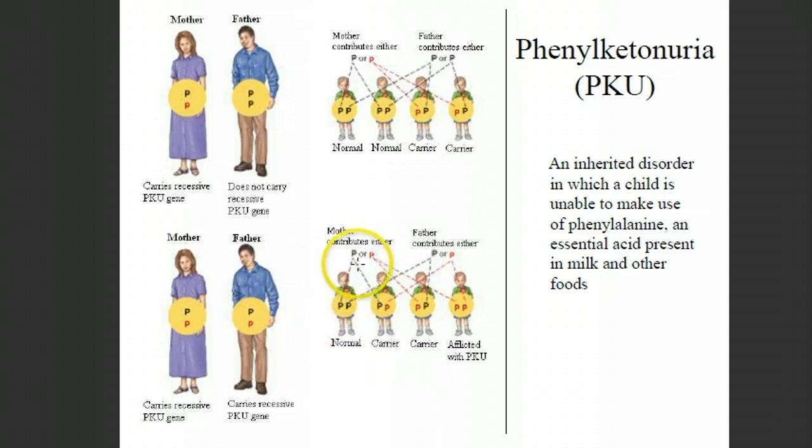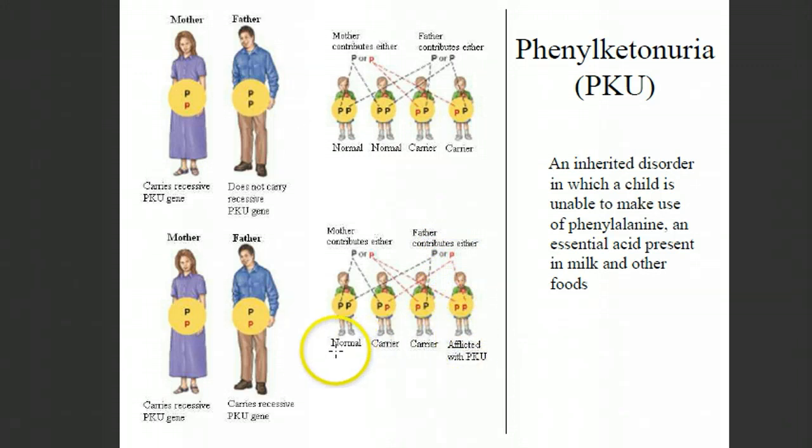The mom might contribute the dominant gene. The dad might end up contributing the recessive gene that puts the child at risk. And because that child has at least the dominant gene that codes for normal behavior, that child's a carrier. The child might get the recessive gene from mom and the dominant gene from dad. Again, carrier. Or, and this is that worst case scenario, the child might get the chromosome from mom with the recessive PKU gene on it, and the chromosome from dad with the recessive PKU gene on it, and that child ends up being afflicted with PKU.